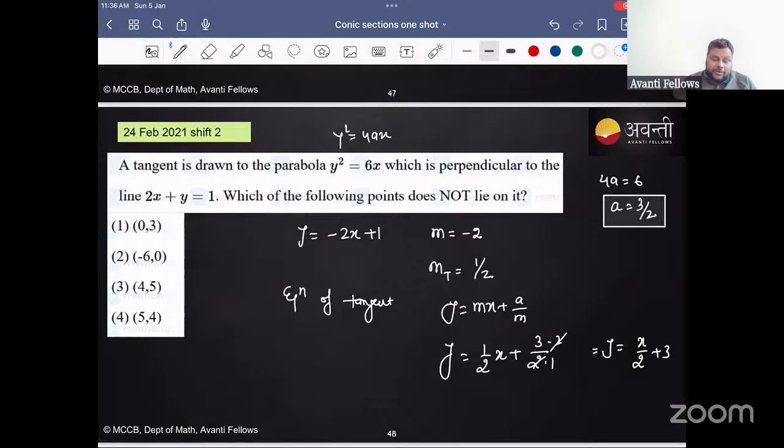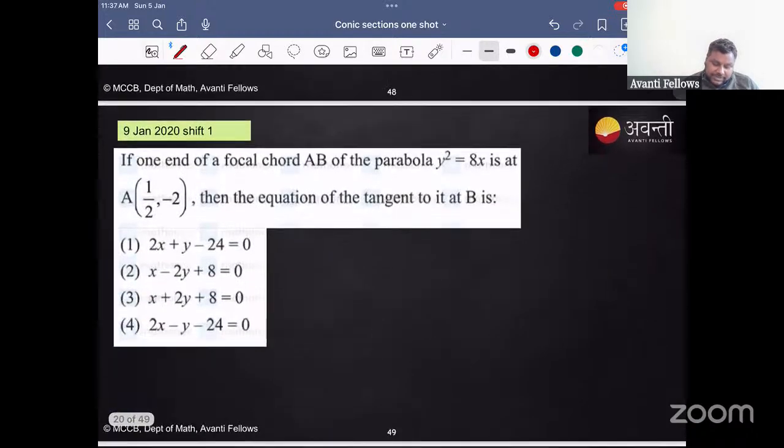Now see by how many points this line is passing. Is it passing through 0, comma 3? Yes. Is it passing through minus 6, comma 0? Yes. Is it passing through 4, comma 5? Yes. Is it passing through 5, comma 4? No. So this is your correct answer, because they are asking the following point does not lie on it. So 5, comma 4 does not lie on this. All right. Now let's see another question.